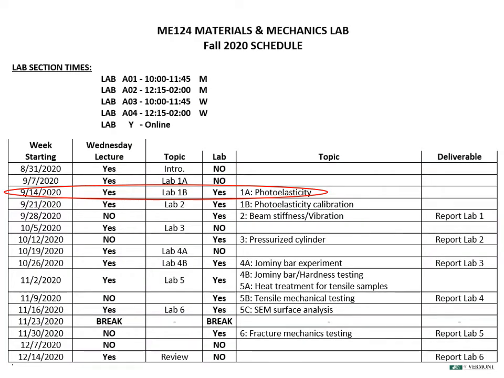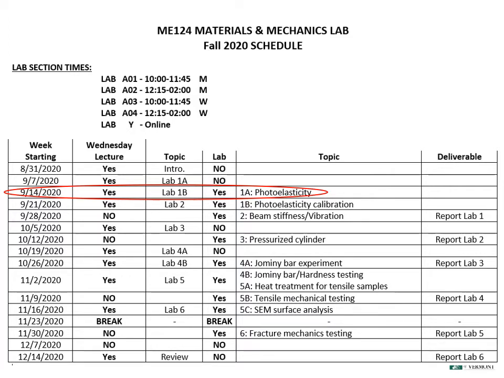If we look back at our schedule that's posted on Blackboard, we can see that now we're entering week 2 starting on the 7th. Again, the lecture material covered is going to be Lab 1A. Your actual first lab, Lab 1A for Photoelasticity Lab, won't occur until next week, the week starting the 14th. So always reference back here and you can see which weeks you have lecture and which weeks you have lab.